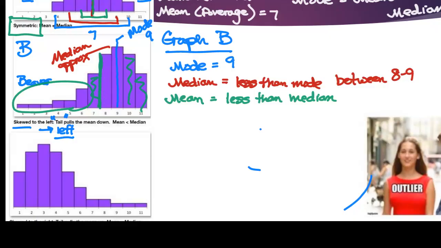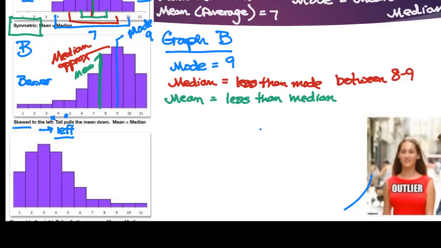So let me get rid of these squiggles. Okay? So I'm going to say your mean is about right here. All right? So when you have, what's that fancy term for a one-mode graph again? Unimodal.